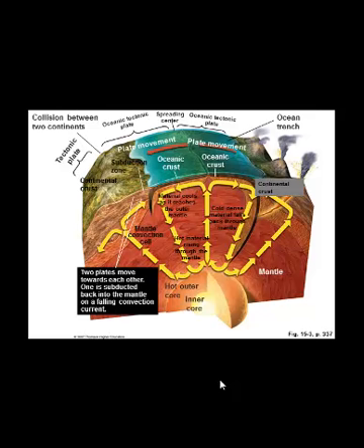The Earth's crust is made up of a mosaic of all these huge rigid plates. They're called tectonic plates, which move around in response to forces that happen in the mantle. What are these forces? Well, they're convection cells.